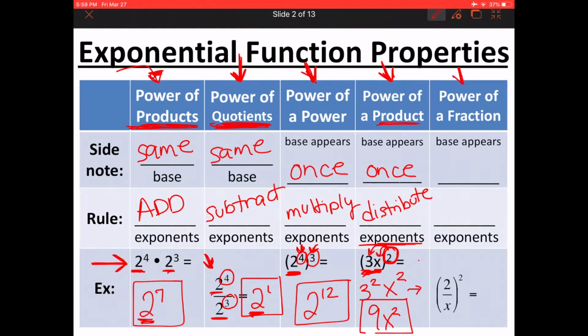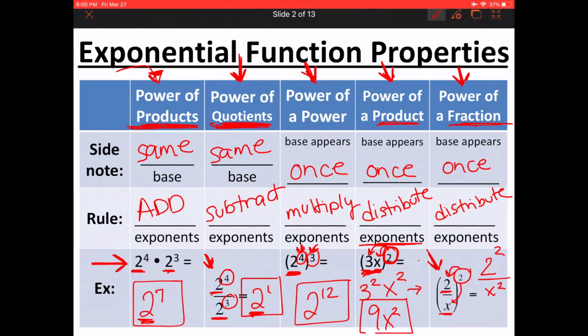Let's go to my last property, which is the power of a fraction. So notice here in my example, I have a fraction, 2 over x, and then the whole entire fraction squared. Again, each base is only appearing once. So you see 2 is a base, but it only shows up once. X is a base, and it only shows up once. So what we're going to do here as well is we are going to distribute that exponent. But again, it's an exponent that we are distributing. So I take that 2 and I distribute it to the 2. I take that 2 exponent, distribute it to the x. So I end up with 2 squared over x squared.